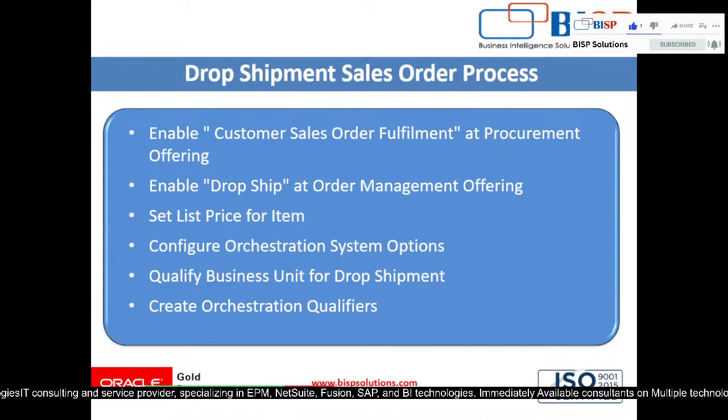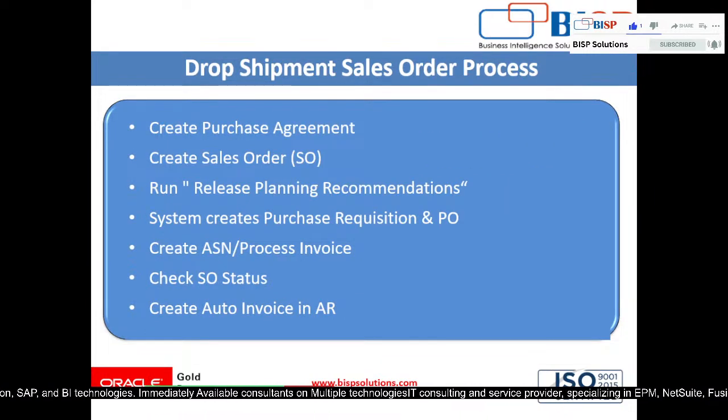And whenever we define the drop shipment, at that time we do not take the item into our inventory, so we do not create any receipt. So at that time we match the item to this sales order, so we match with the ASN, right? And after that we check the sales order status, and at the end we perform one ESS job, that is import auto invoice, so that the system creates the invoice automatically in our accounts receivable, right?